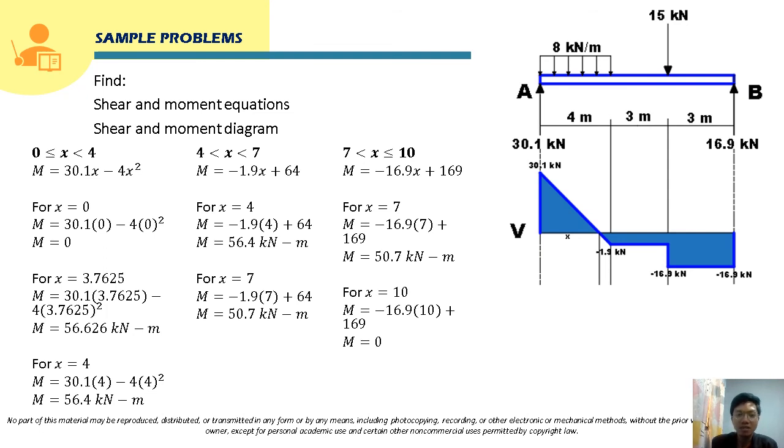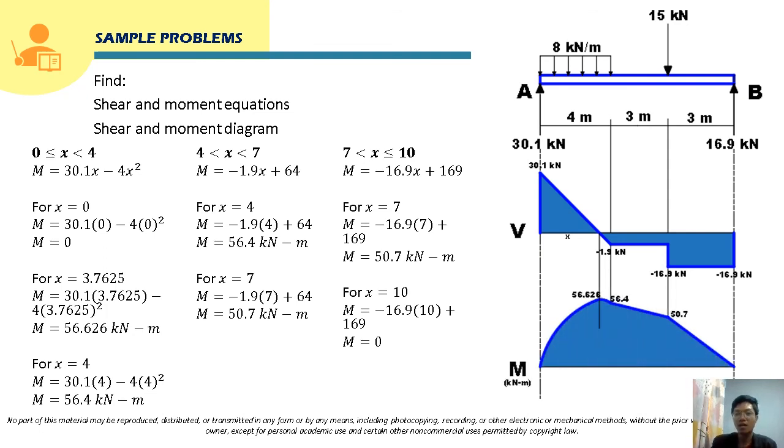Okay, so plotting these values, class, in the moment diagram. For the first point, class, that is x equal to 0, so the moment here is 0. So this will be here. And then for x equal to 3.7625, that is at this point. So the moment here, class, is 56.626 kilonewton meter. And then for x equal to 4, the distance 4 is here. So that will be 56.4.